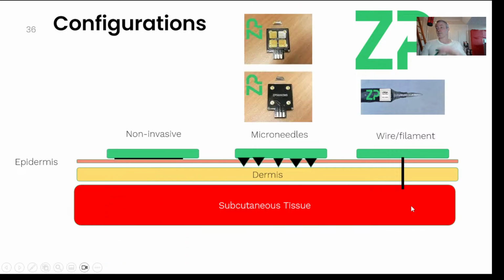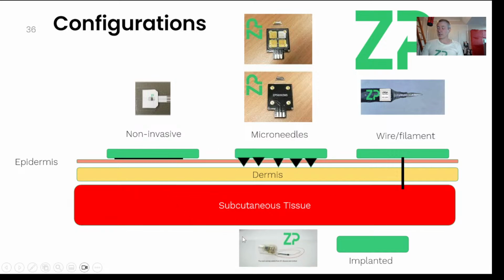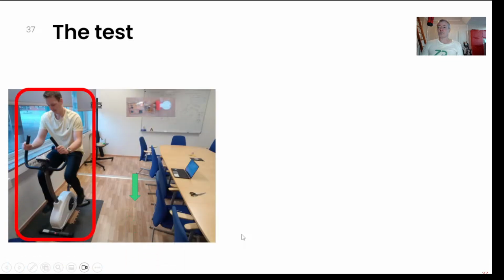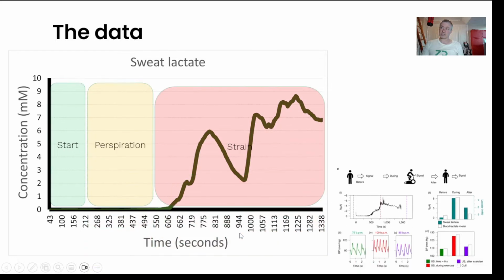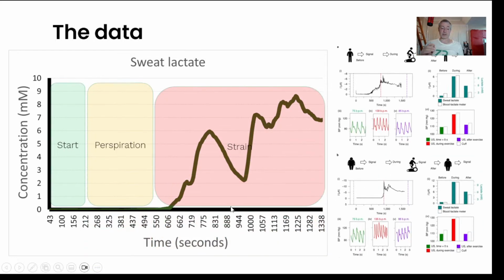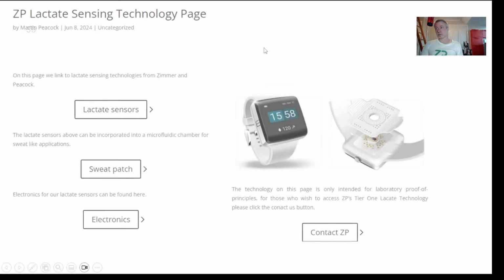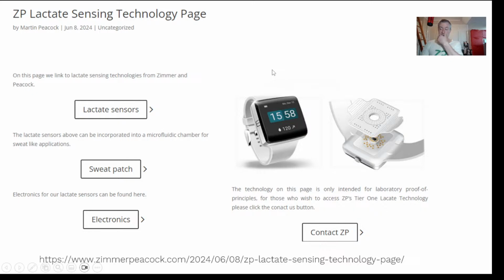All of these configurations we have actually done at ZP: the wire sensors, the microneedle sensors, the non-invasive, and also the implanted sensors as well. I always put this up to say that we've actually measured lactate in people's sweat, and it's been really successful. If you buy our sweat patch, our lactate sensor, and our electronics, you can actually have a go. You're doing it yourself, but you're on your own if you're just buying stuff off the website. And if you've got a large budget, then you can work with ZP. And I've put all that on our landing page this evening.